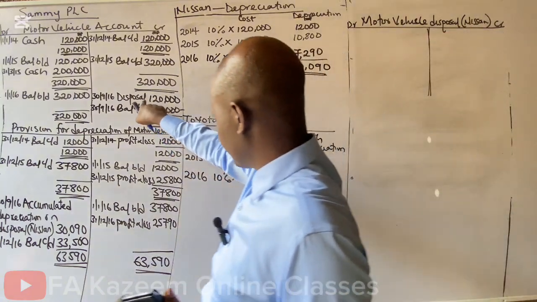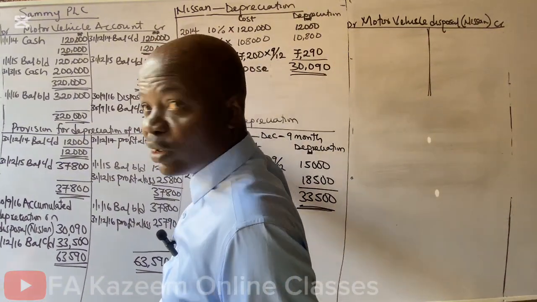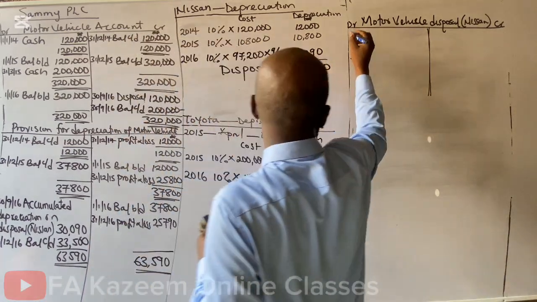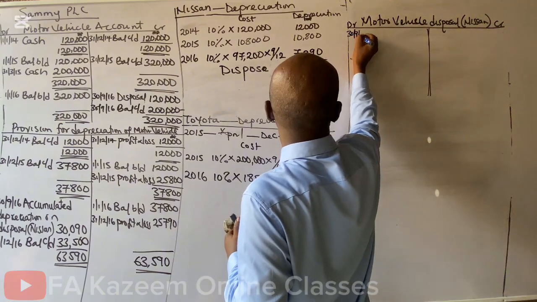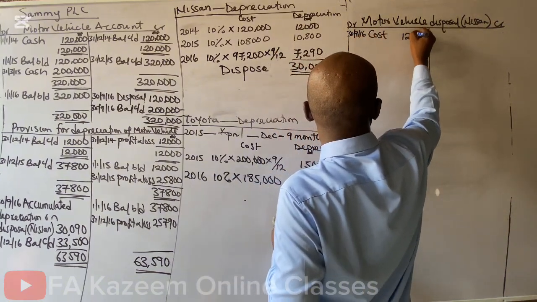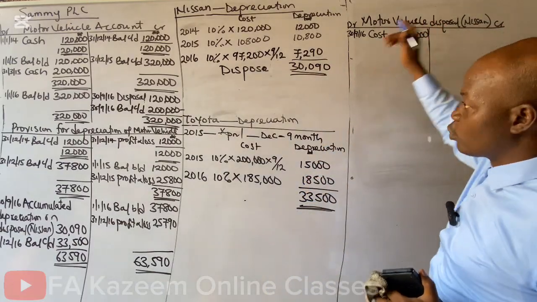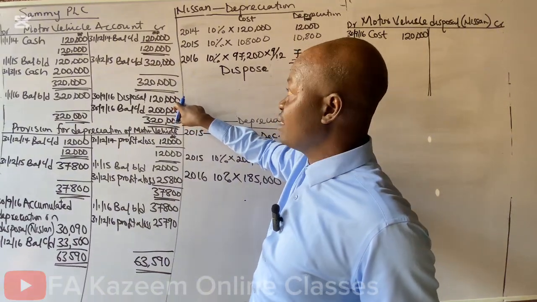Let's come here. How much did they buy the vehicle? 120,000. It's on what side? Credit side. Pick it from credit side to debit side. That's 30th 9 2016. Cost. It cost 120,000. That's the corresponding entry from the asset account.